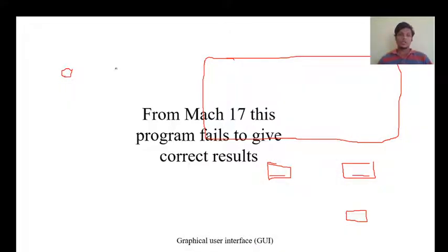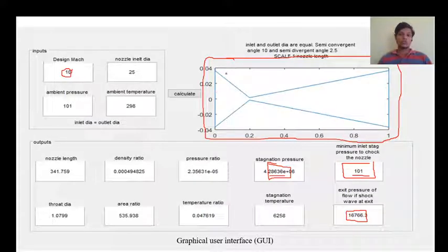Okay, for 10 Mach numbers, we have seen how this profile is varying, and for all the sections the throat area is continuously reducing. This is the relation between area and Mach number. This is due to the area-Mach relation. So as Mach number is increasing, the throat area is continuously decreasing.